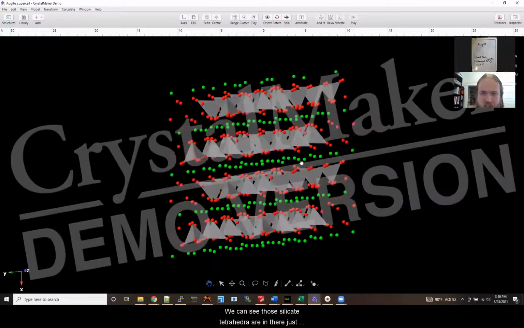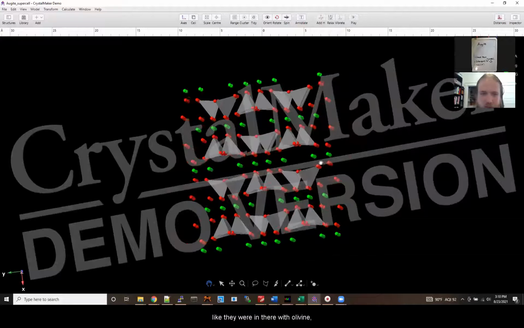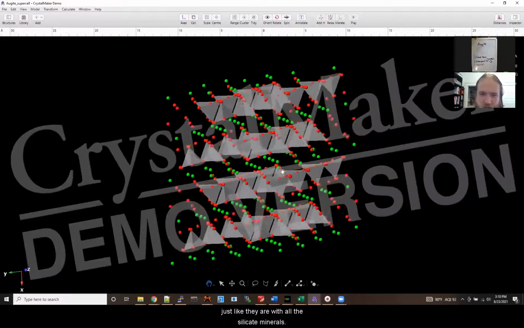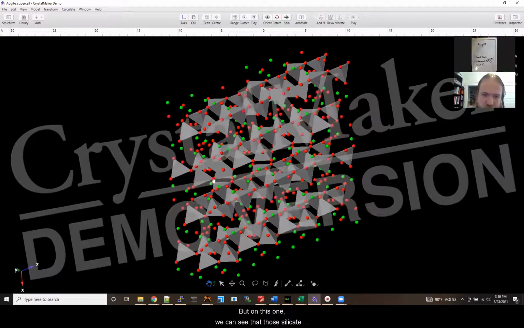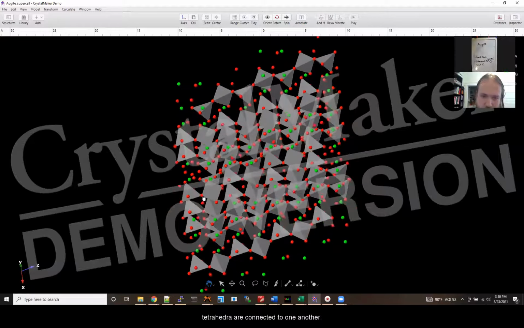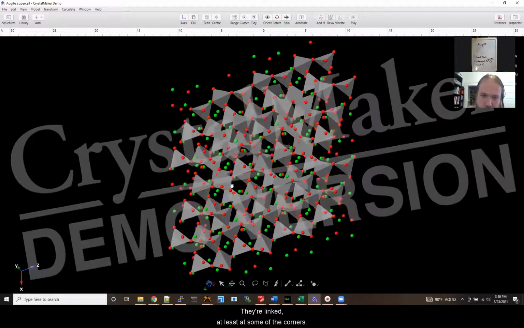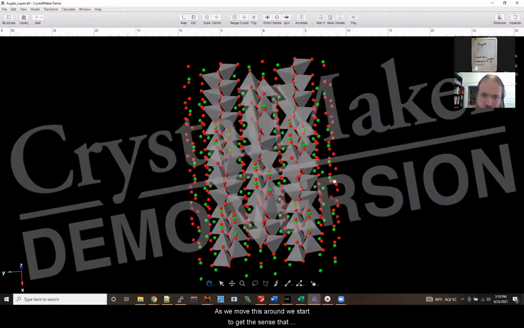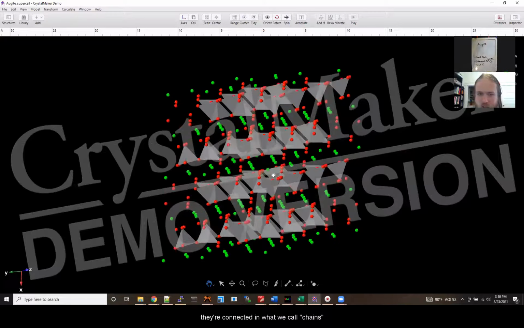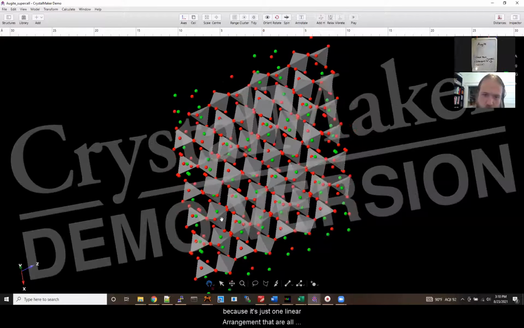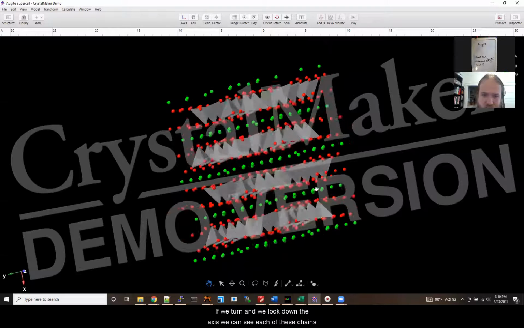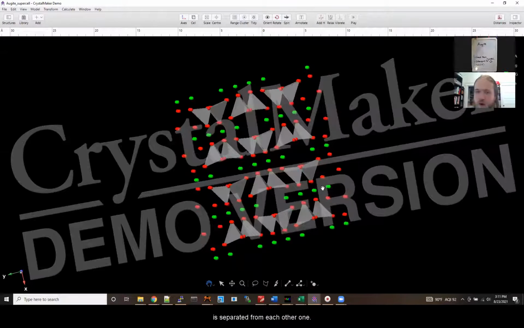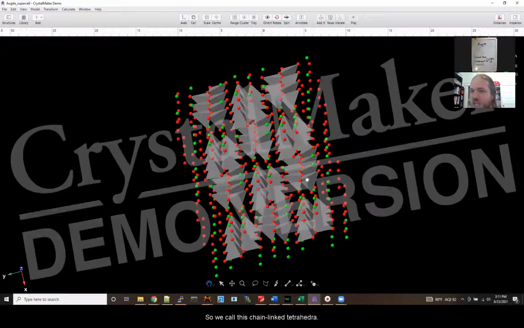We can see those silicate tetrahedra are in there just like they were with olivine, just like they are with all the silicate minerals. But on this one, we can see that those silicate tetrahedra are connected to one another. They're linked, at least at some of the corners. And as we move this around, we start to get the sense that they're connected in what we call chains, because it's just one linear arrangement that are all connected to one another. If we turn and look down the axis, we can see each of these chains is separated from each other one. But going into the plane of the view, those silicate tetrahedra are all connected to one another. So we call this chain-linked tetrahedra.